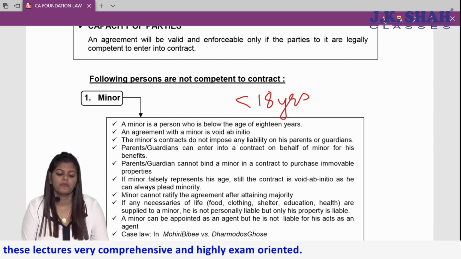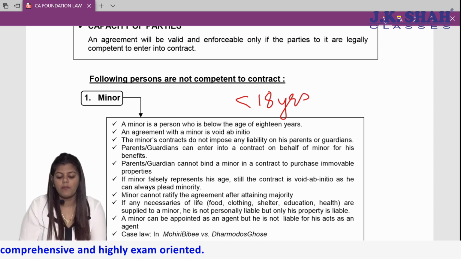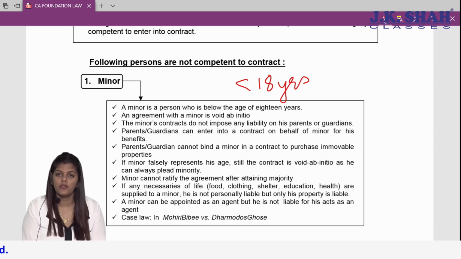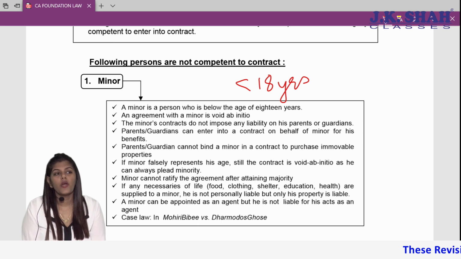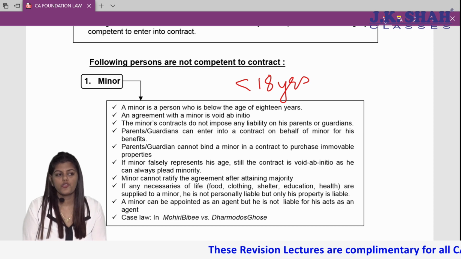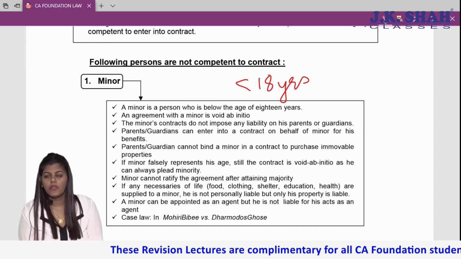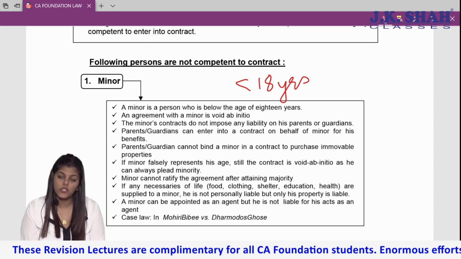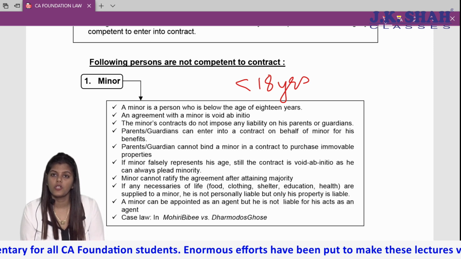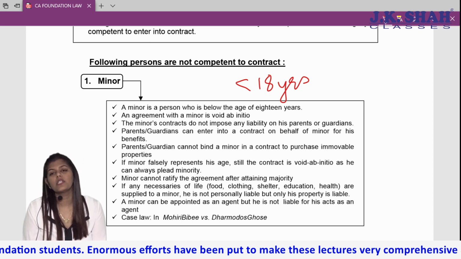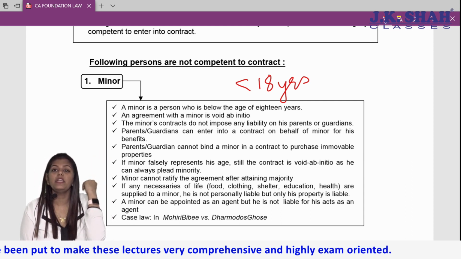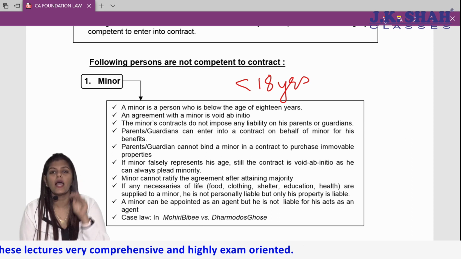Then, if a minor falsely represents his age, the contract is void ab initio as he can always plead minority. Let's say there is one boy जो है 17 का, दिखता है 19 का, बोलता भी है 19. So, if anyone contracts with him thinking that he is a major, still the contract is void ab initio because he is falsely representing his age. He is falsely telling everyone his age. Still it's void ab initio because he can always plead minority. Means वो हमेशा ये बोल के बच सकता है कि sorry, I am still a minor.